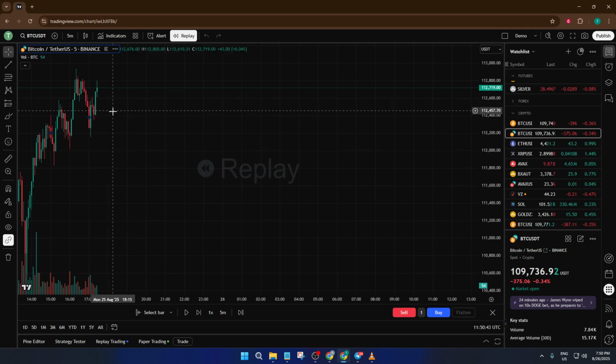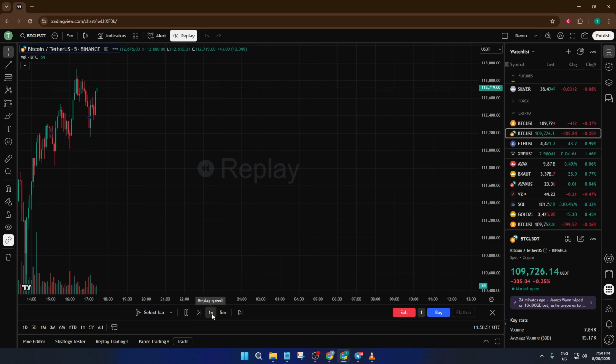Now take a look toward the bottom of your screen. You'll see a little play button. It might feel a bit like controlling a YouTube video or a music player. Go ahead and click that to start the replay. The chart will begin moving forward one candle at a time, and you'll get to follow the price action as if you're seeing it for the very first time.